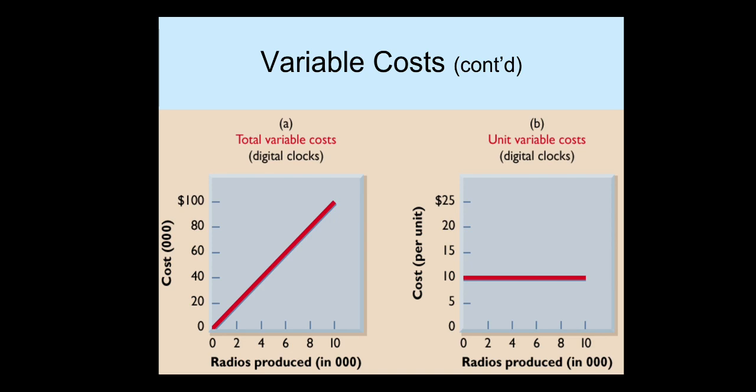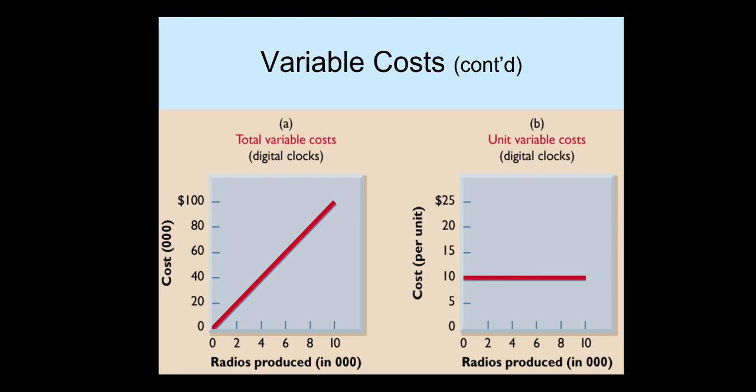Okay, if we plot the graph for variable cost, the graph will look like this. Graph A, the first graph there, is the graph for total variable cost. If you plot the graph for total variable cost, the line is the line that you can see in graph A. The x-axis is the quantity, y-axis is the dollar.